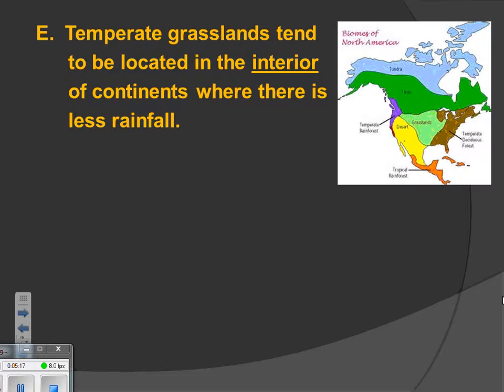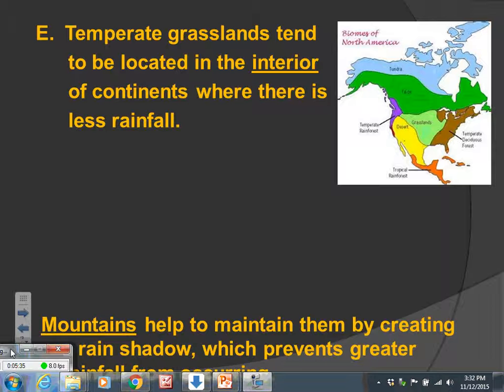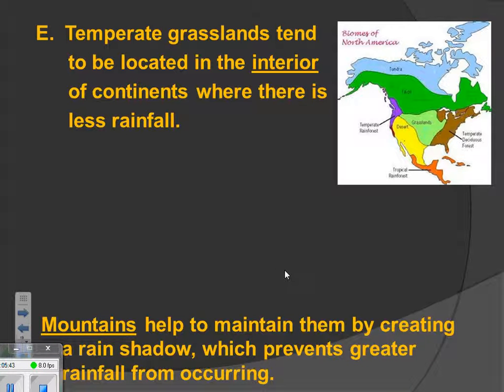E. Temperate grasslands tend to be located in the interior of continents where there is less rainfall. So if we look at North America, this is a grassland right here in the center. So why is it that there is less rainfall here? Well, if we look at the next sentence, it says mountains help to maintain them by creating a rain shadow, which prevents greater rainfall from occurring.